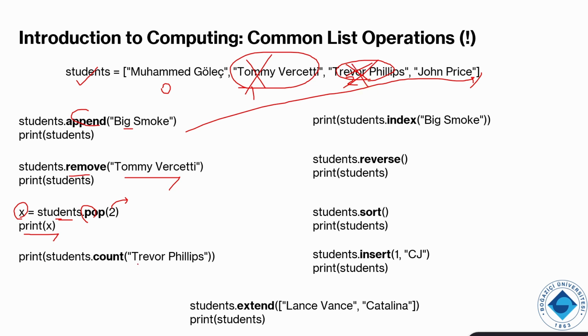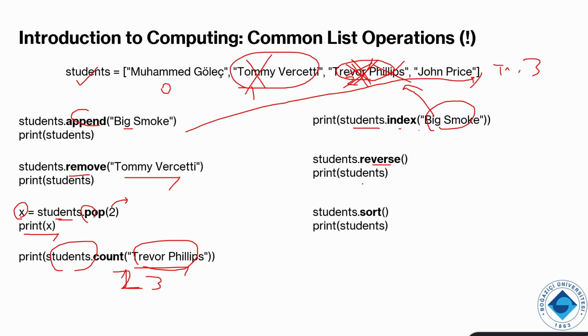And print student.count Trevor Phillips means how many times Trevor Phillips appears inside of the student list. We will see it is just 1, so it will return 1. If there was one more Trevor Phillips here, it would return 2. If there were 3 times Trevor Phillips, it would return 3. And student.index here asks what is the index of the Big Smoke string inside of the list. And student.reverse, it will reverse the list by using alphabetic order.